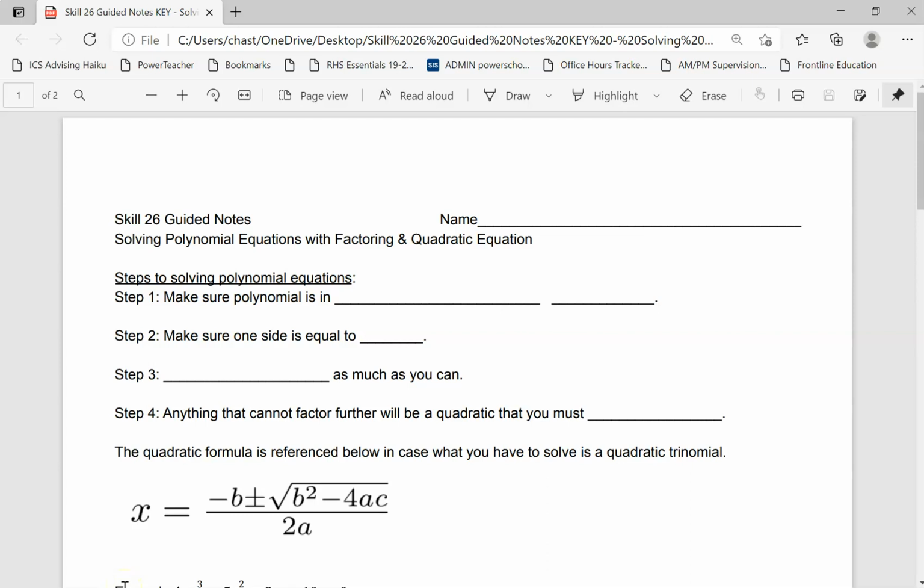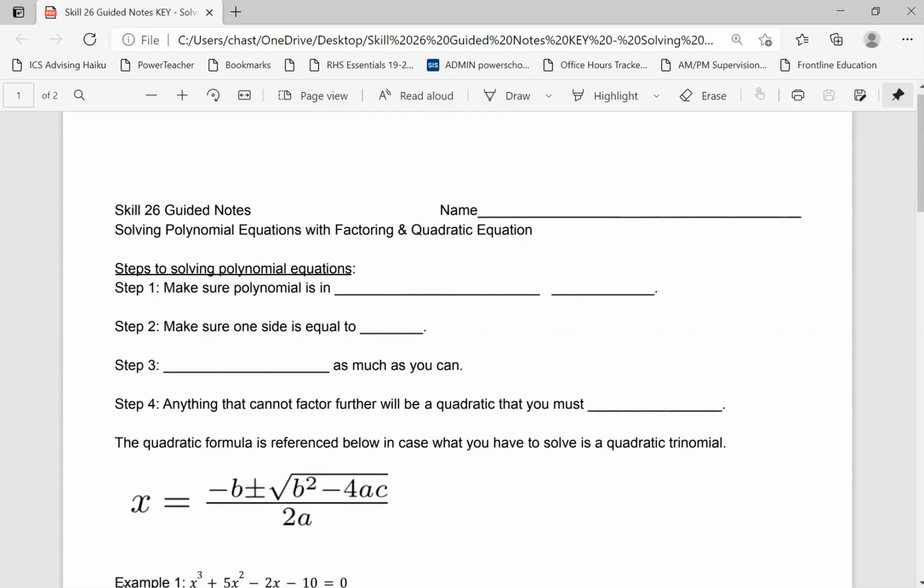Hello everybody, this is Skill 26, which is the lesson about polynomial equations where we're going to do some factoring and maybe also use some quadratic equation. Alright, so to do this, we're just going to get right down to business.